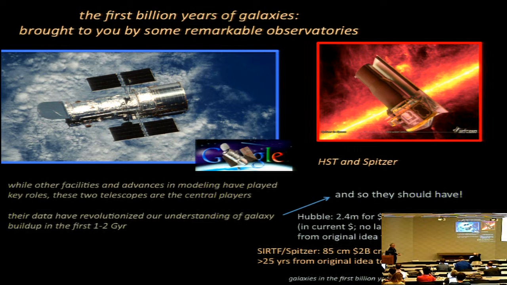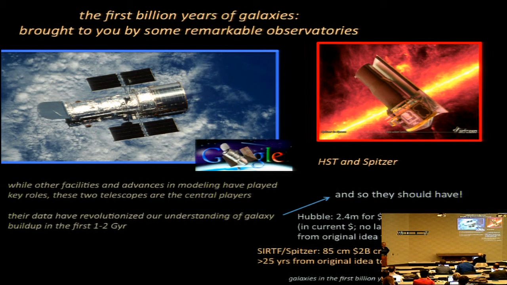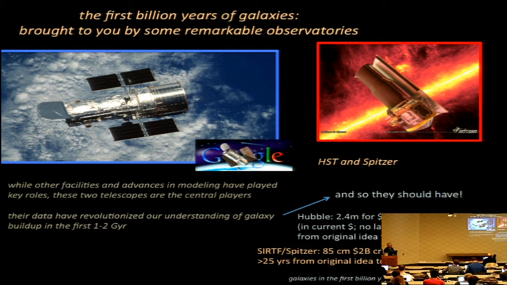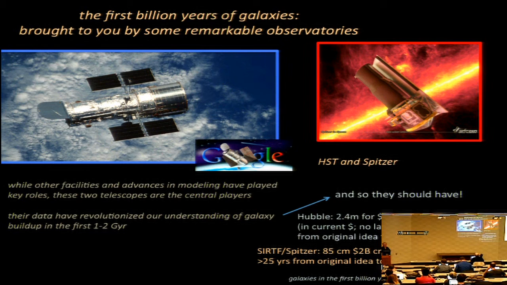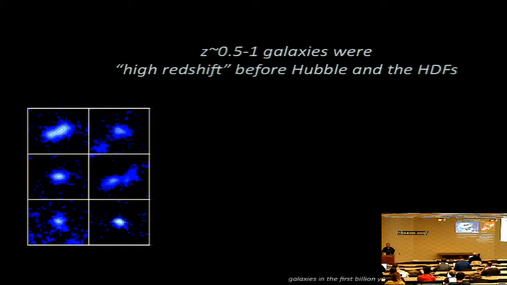Spitzer, much cheaper telescope, a couple of billion dollars worth, but still real money. And the other thing that I always remember, as I look back on these various facilities, is just how long it takes us to get them from when they were first conceived to actually launch. 30 years for Hubble, even Spitzer 25 years, and you'll see JWST is even longer.